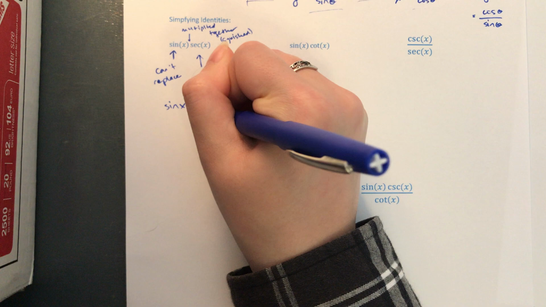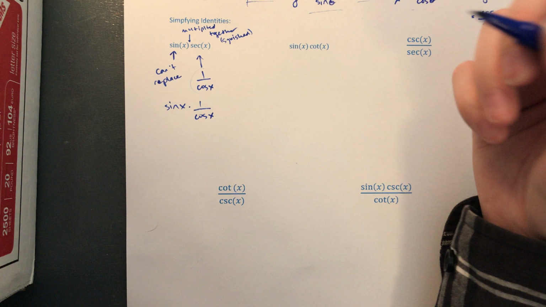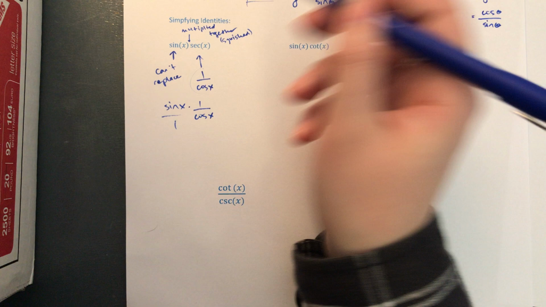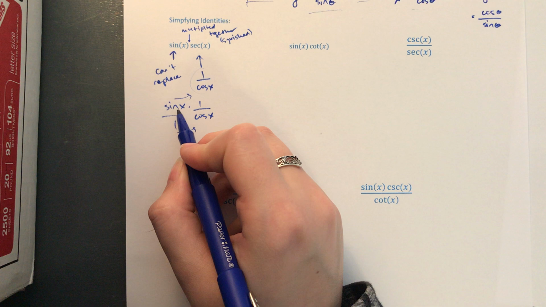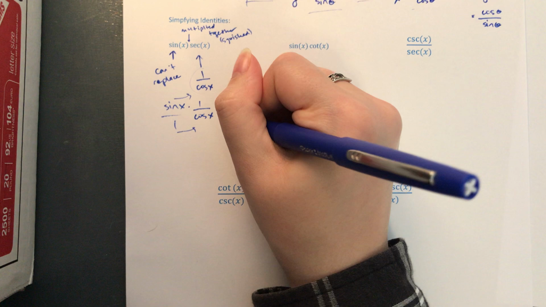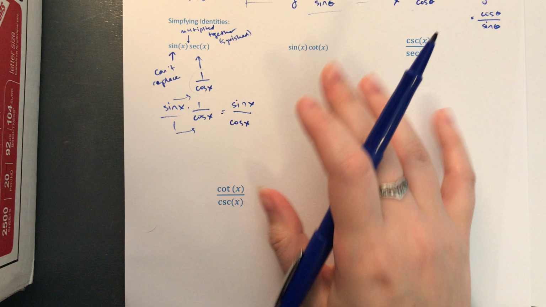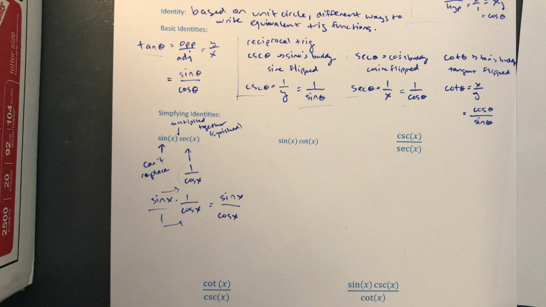So I've got sine times a fraction. Let's rewrite sine as a fraction, because everything can be written over 1. To multiply fractions, you just multiply across: the tops, and the bottoms. Sine times 1 is just sine, over 1 times cosine is cosine. And then we get sine over cosine. Well, if you look up here, sine theta, it doesn't matter what variable you use, by the way. It could be theta, x's. Your homework uses t, theta, x, m, whatever letter.